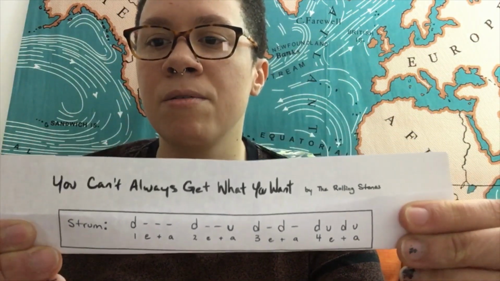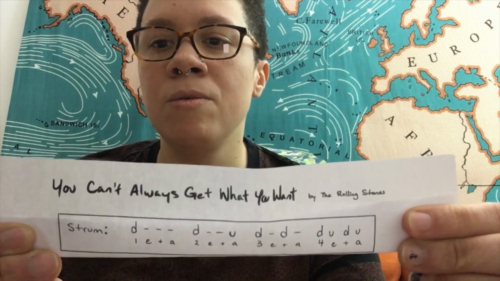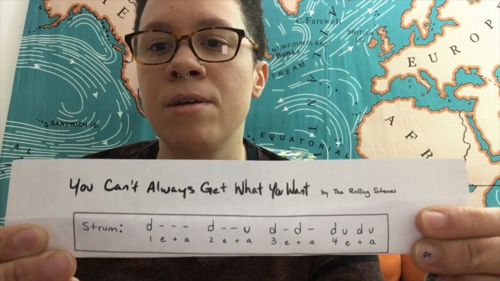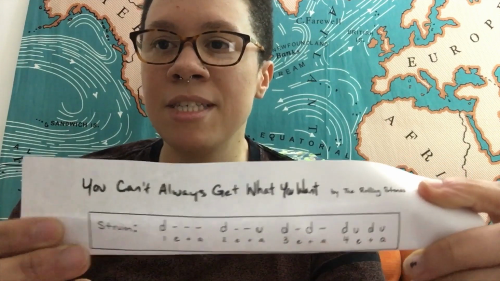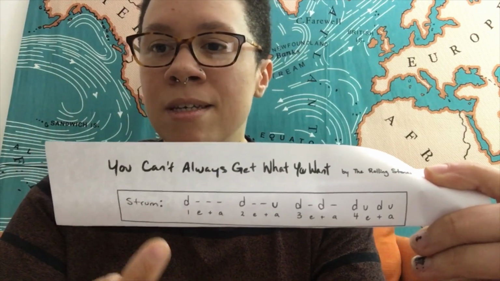So, You Can't Always Get What You Want goes down, down, up, down, down, down, up, down, up. 1, 2, 3, and 4, and a. So you can see that it incorporates this idea of breaking your beat into four smaller pieces.